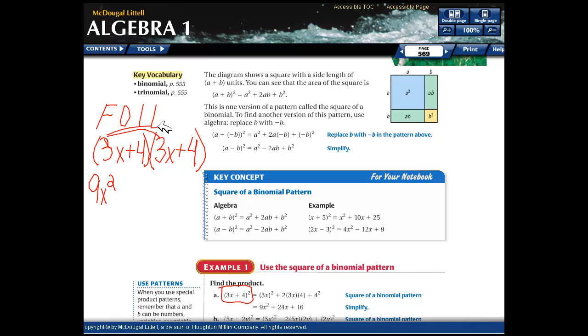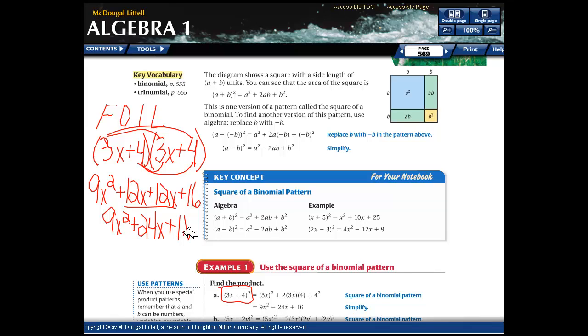and then outer would be 3x times 4, which is 12x. Inner would be another 12x. And then the last, 4 times 4 is 16. And then, of course, you would add your like terms, and that's where your 9x squared plus 24x plus 16 comes from. That's where we got that.